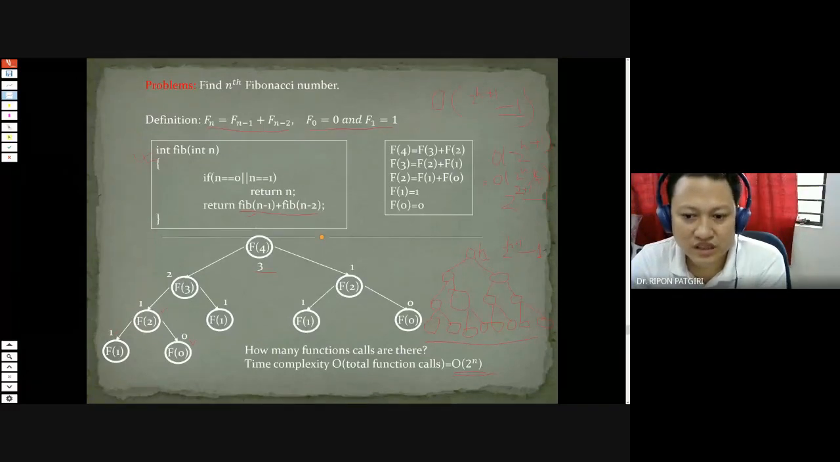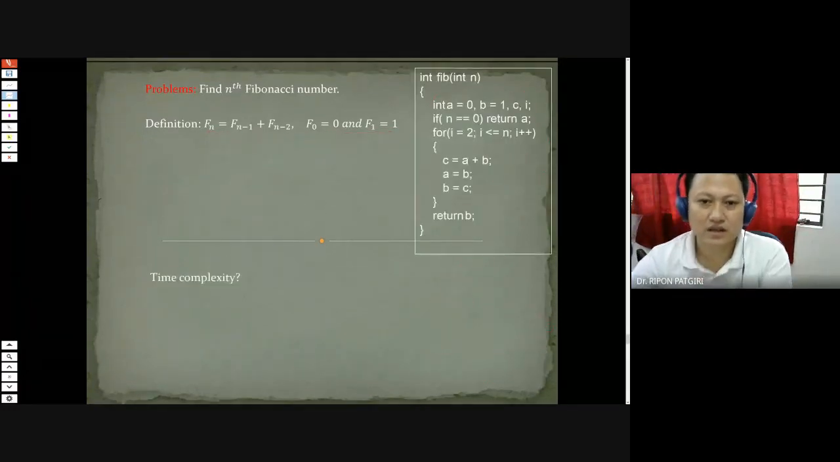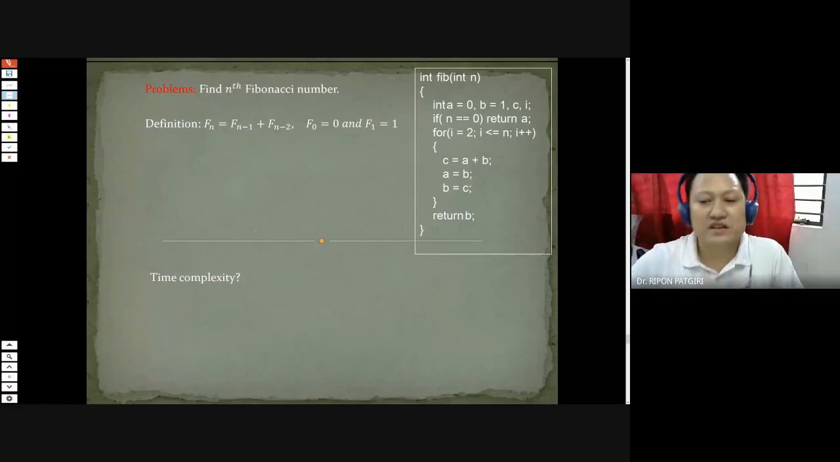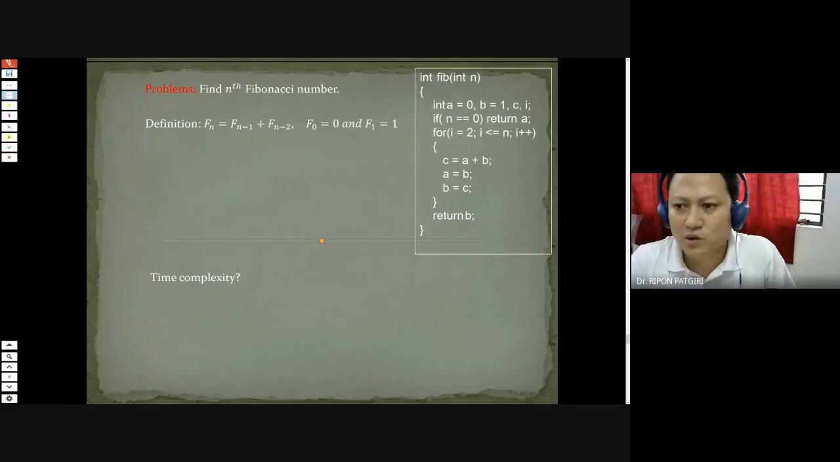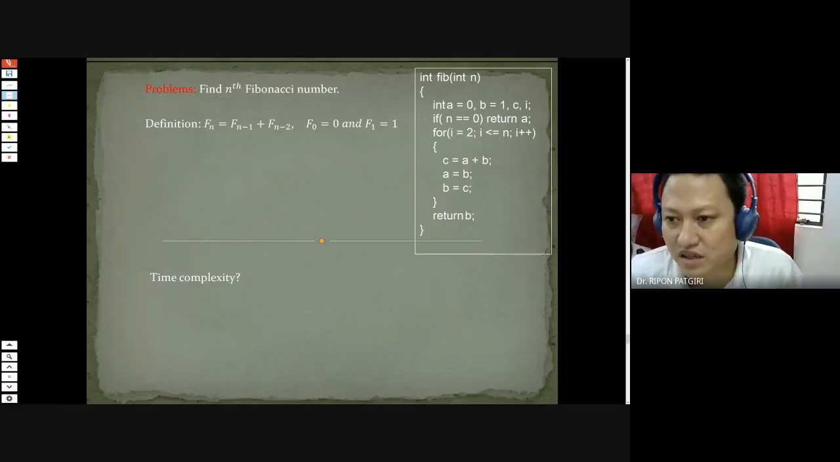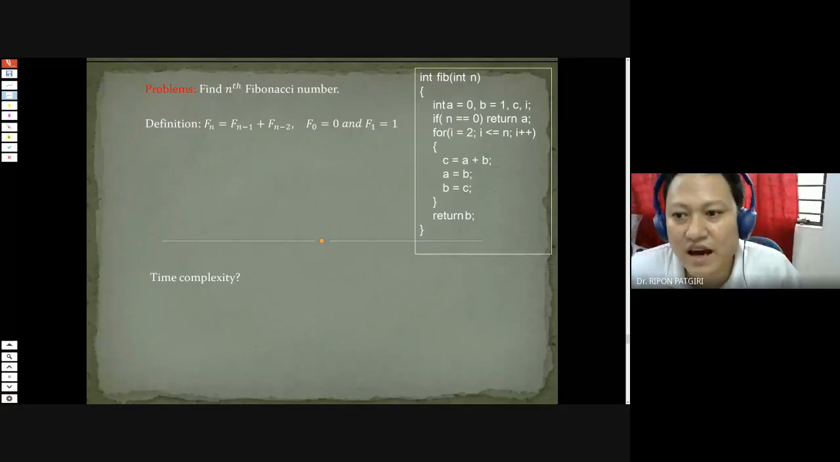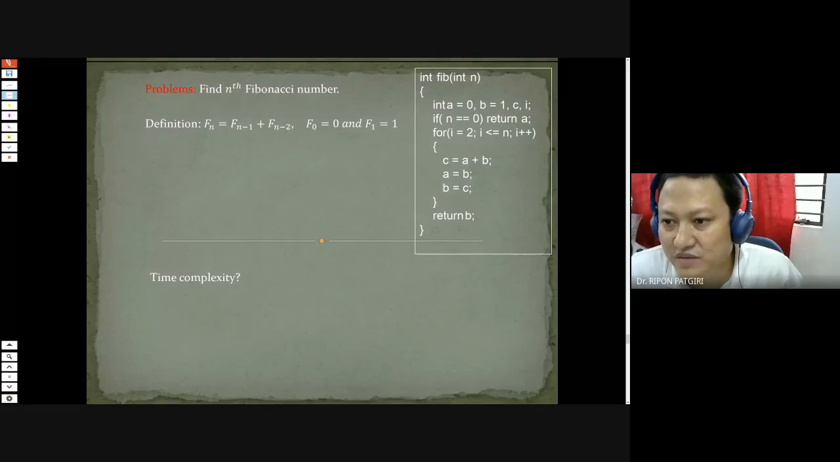So in the next Fibonacci number, can we improve the time complexity? Oh yes, obviously we can improve the time complexity using the iterative version. What is the iterative version? In this case, we initialize a equal to 0, b equal to 1, and c and i as integers.